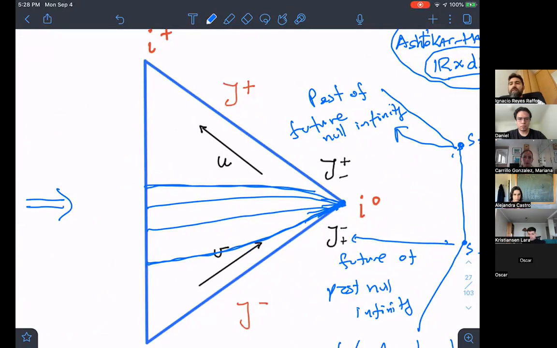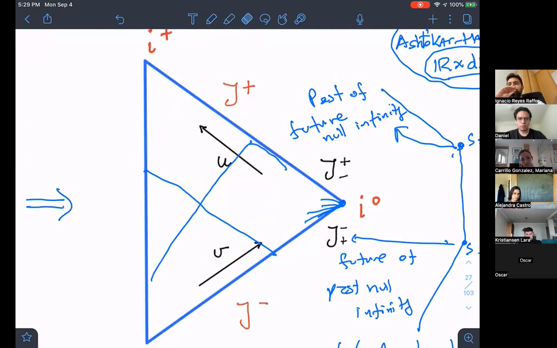Sorry. Yes. For instance, you can trace a region like this, and the foliation, I will erase this one, and the foliation is going to be something like that.